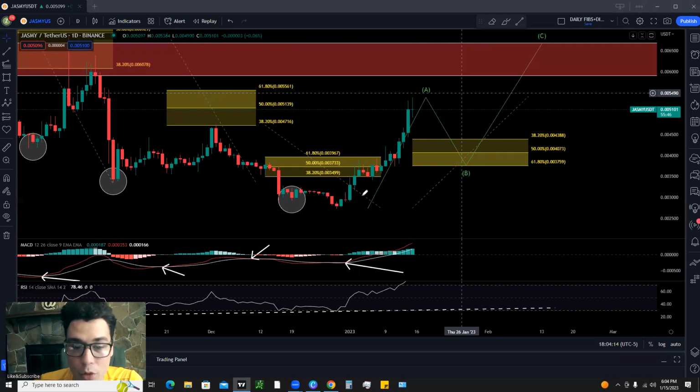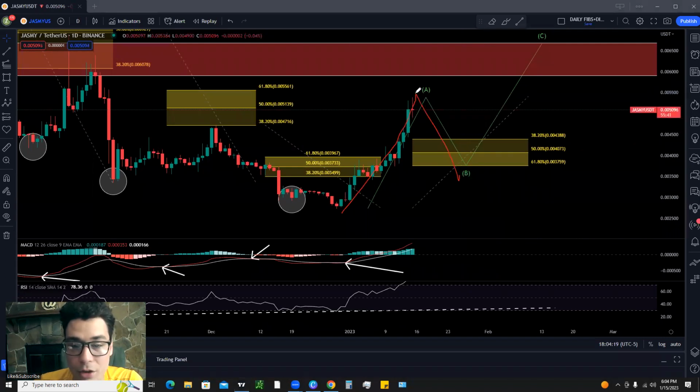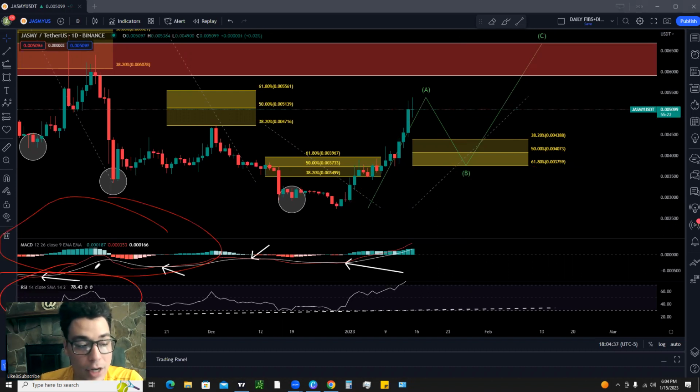So the three major support levels, if we do start to pull back, and as you can see, we do have a doji right here. It just flipped from green to red. So we are getting a little bit of a pullback, but we really want to hold 0.004388, 0.004073, and 0.003759. Now, we're going to go over the MACD and the relative strength index.